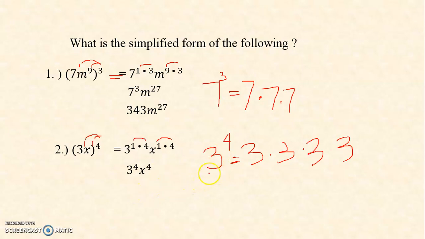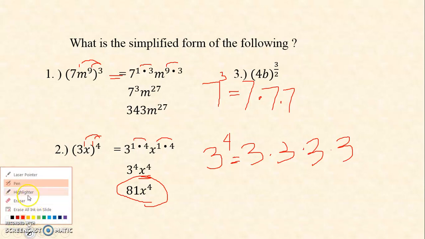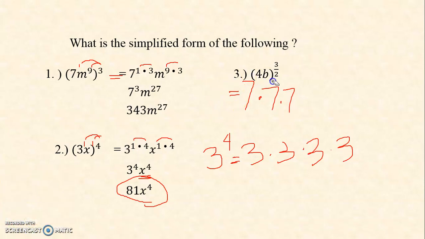So what is 3 times 3 times 3 times 3? It is equal to 81. Then you're just going to copy the variable x raised to 4. So that is now the final answer. Can you follow? The next one, number 3. Okay, I need to erase this one.